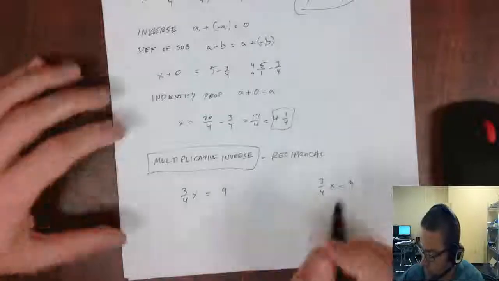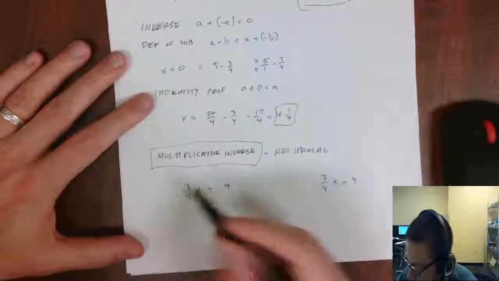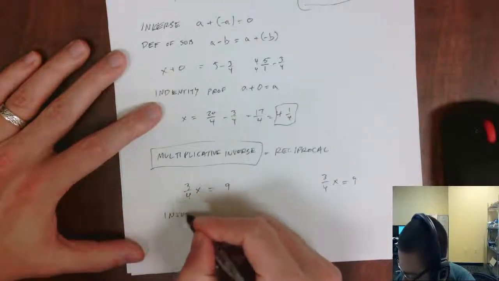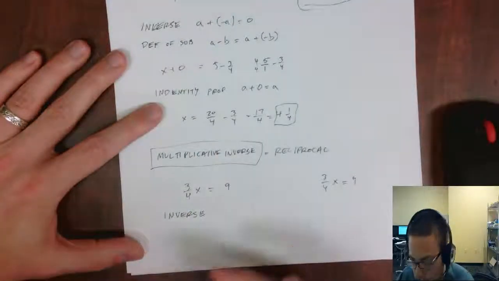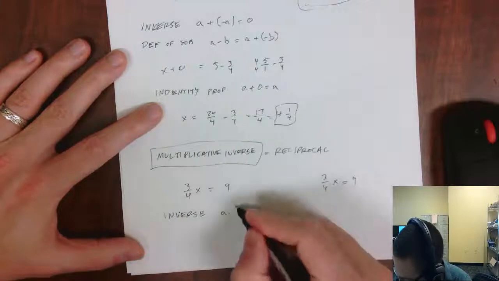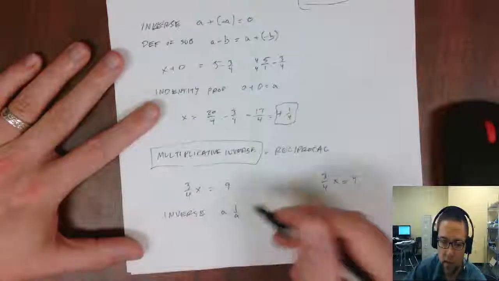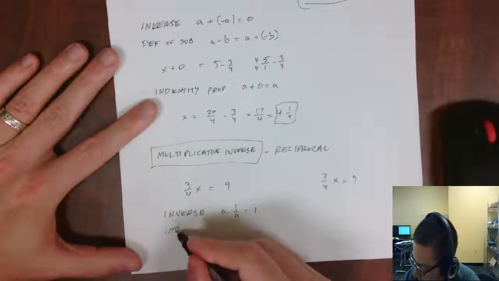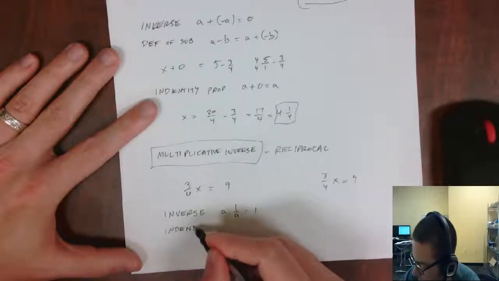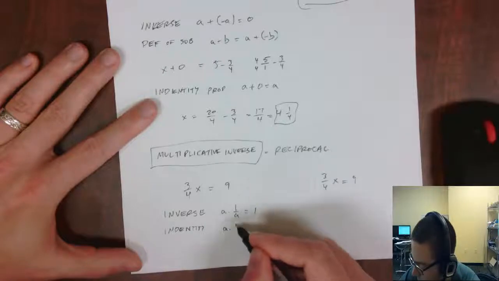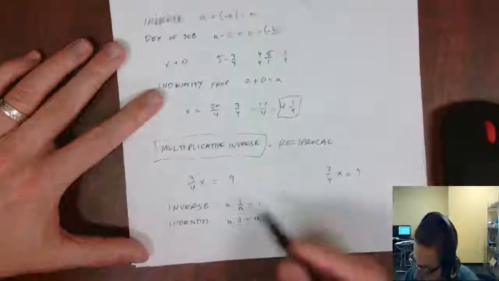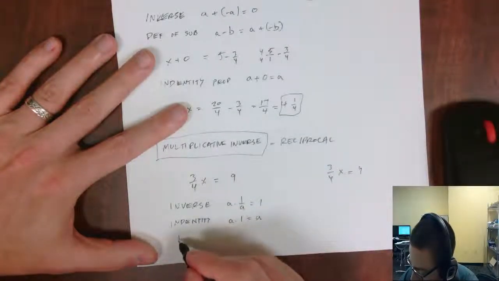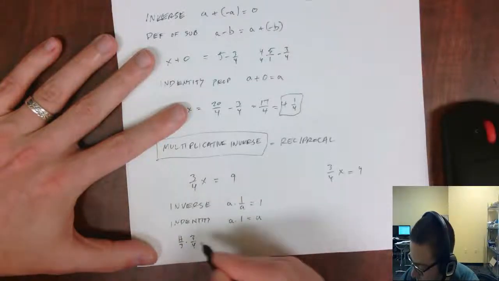So if we use the multiplicative inverse, what we're trying to do is turn this number into a 1. And we have this inverse property of multiplication, just like we have our inverse property of addition. It says that any number times its reciprocal, which we can say is 1 over a, is equal to 1. And then we can use our identity property of multiplication, and that says any number times 1 is equal to the number. So we use 1 over 3/4, which is 4/3. So 4/3 times 3/4 equals x.